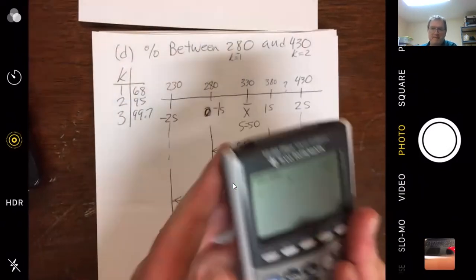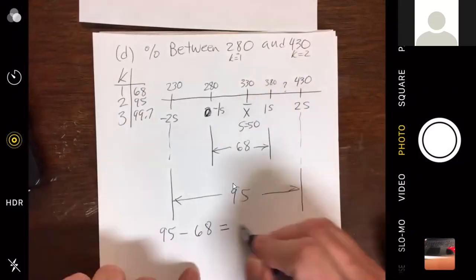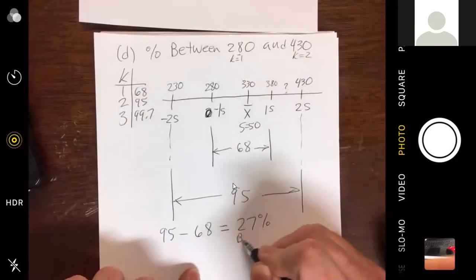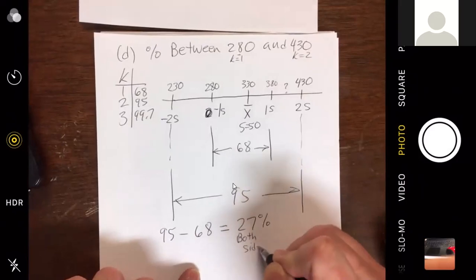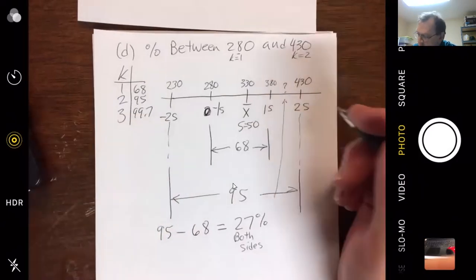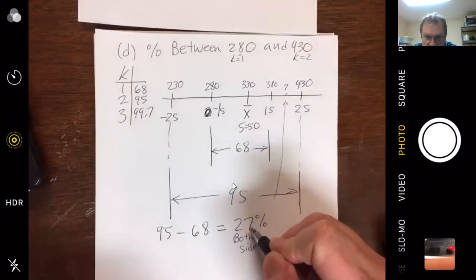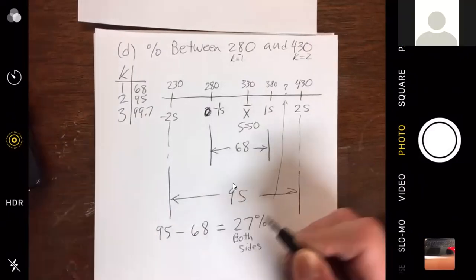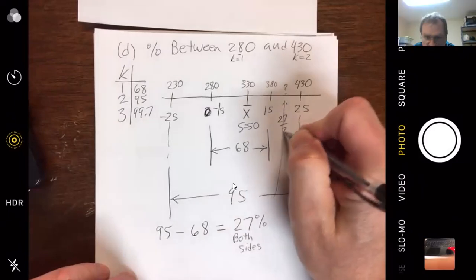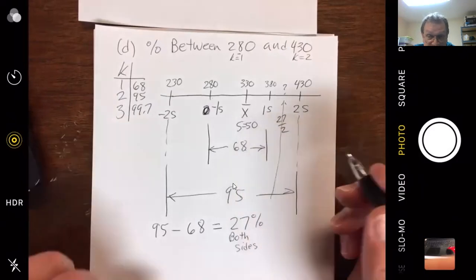27. 27%, both sides. So what is just on this side? 27 divided by 2. Bingo. Half of 27 would be 13, that's 26, so 13 and a half.